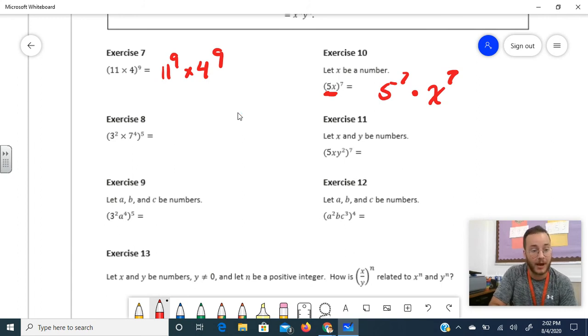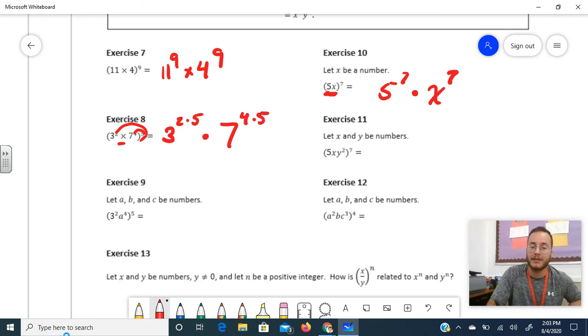(3 to the 2nd power times 7 to the 4th power) raised to the 5th power. What does that mean? It means, like I said, since it's multiplication, this exponent gets distributed to each one. And because it's an exponential notation being raised to the 5th power, then I have 3 to the 2nd power times that 5. And then I have it multiplied by 7 to the 4th power times that 5.